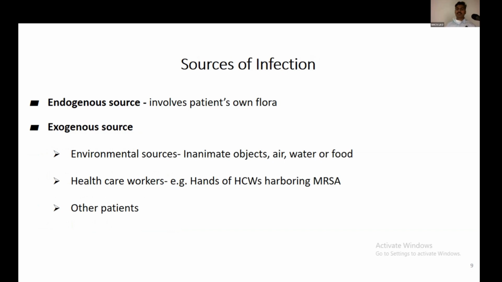Now, what are the sources of infection? They can be endogenous or exogenous. Endogenous source means the patient's own flora is causing the hospital-acquired infection after admission to the ward or hospital. Exogenous sources can be environmental, like air, water, food, or inanimate objects. Healthcare workers can be a source of transmission, and other patients also lead to infections.